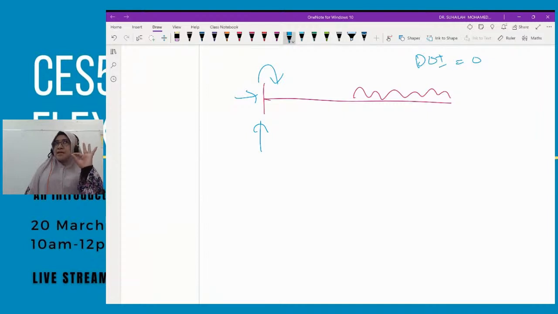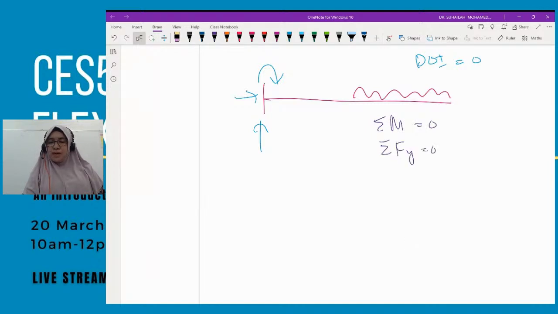Don't say you don't remember how to calculate reactions. You must know how to calculate the reactions. Don't let it be that in the exam you can't even calculate reactions. So we calculate these 3 unknown reactions using 3 equilibrium equations. What are the 3 equilibrium equations? Moment equals 0, Fy equals 0, Fx equals 0.